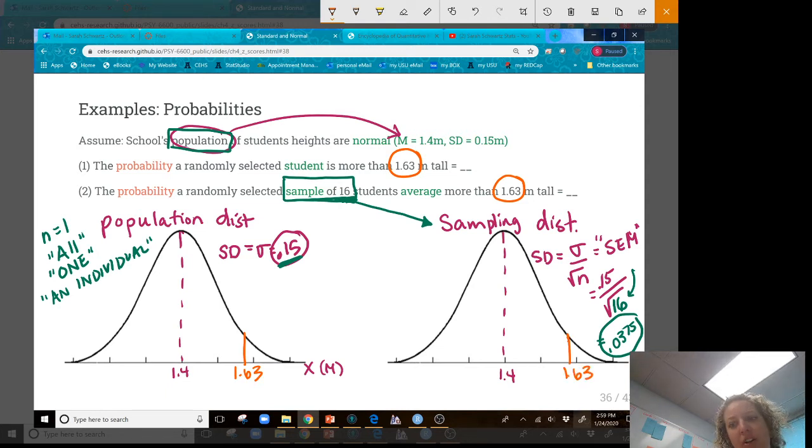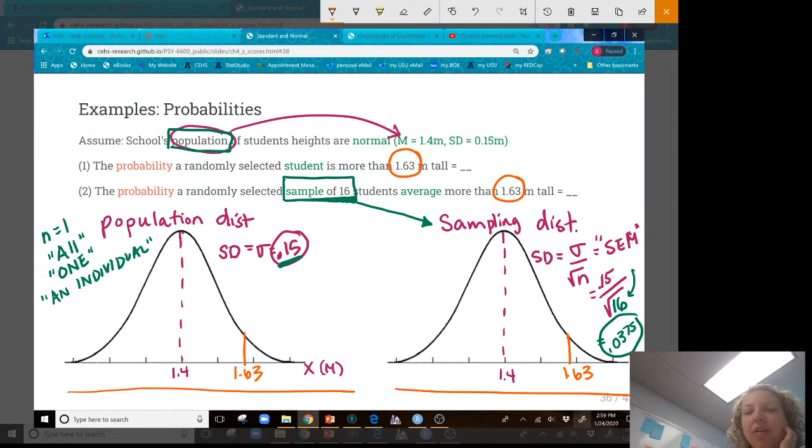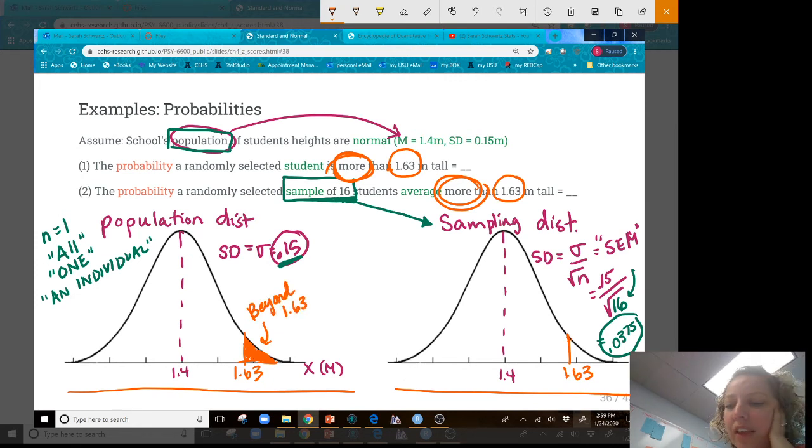Now, these are not drawn to scale. In both of these, it wants more than, which would be shading to the right. It's this area beyond 1.63. In both of these problems, number 1 and number 2, both of them are asking for the area beyond 1.63 meters. I should specify that.